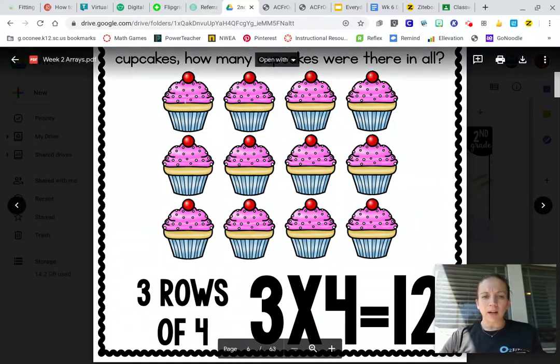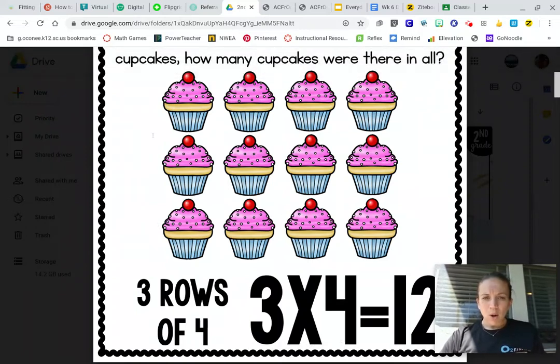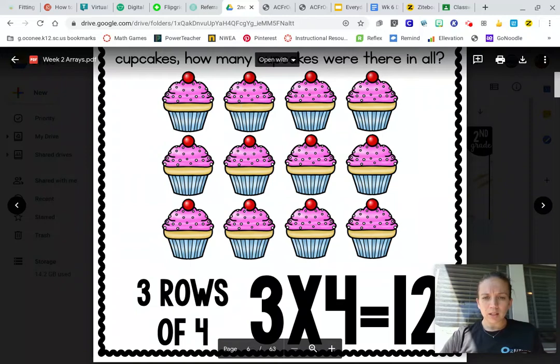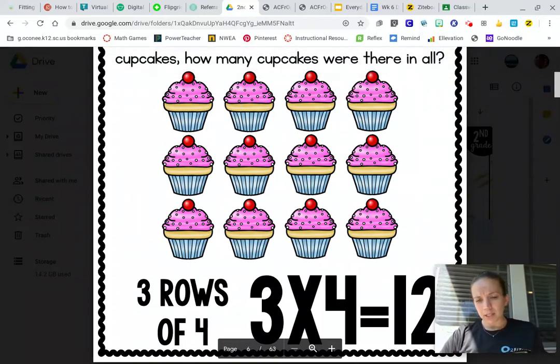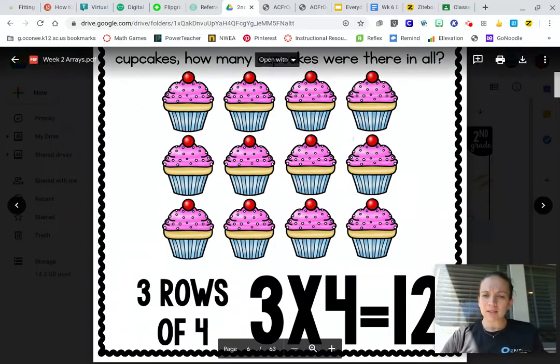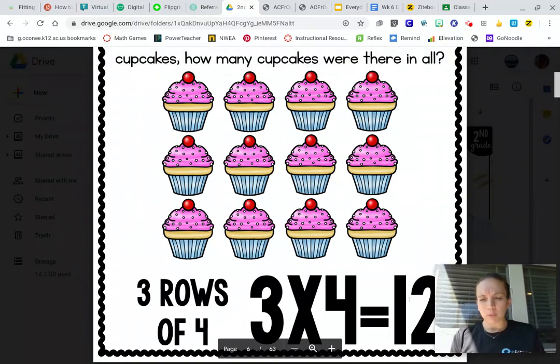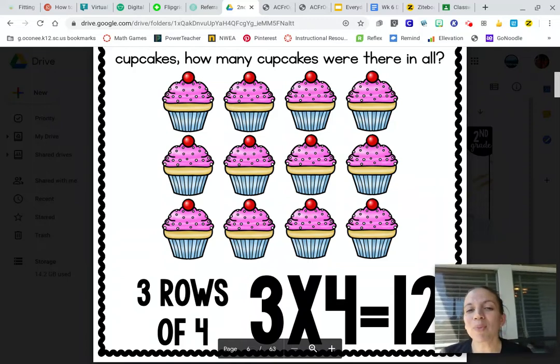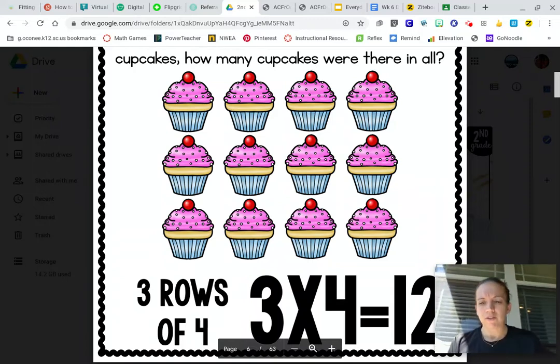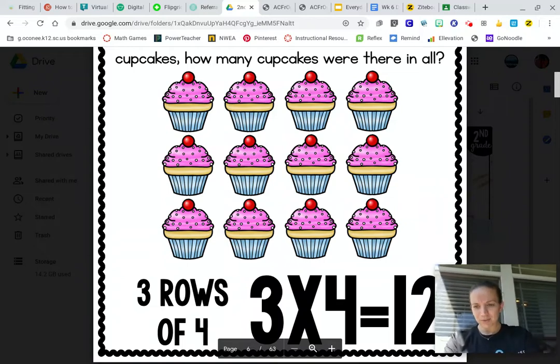If you look at this array, there's 3 rows: 1, 2, and then the third row. But there's 4 columns: 1, 2, 3, 4. That gives us our multiplication fact, 3 times 4. If you were to count each of these cupcakes, it would give you the answer to that multiplication problem, because you don't have your multiplication facts memorized yet. You'll get them, but you're just not there yet. So this is just the first step to getting those, okay?